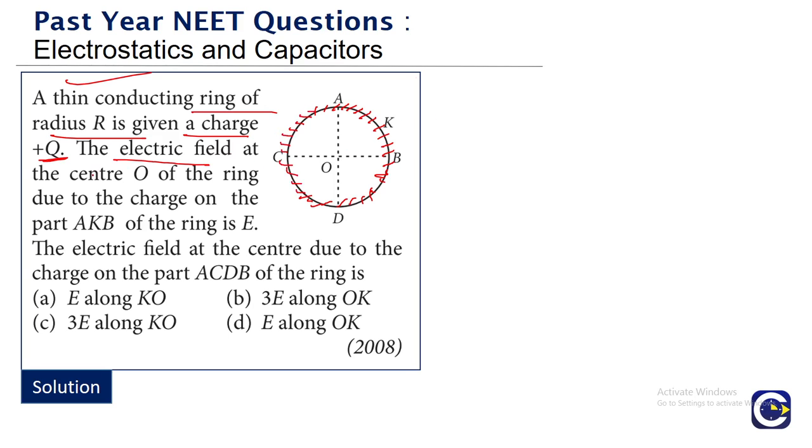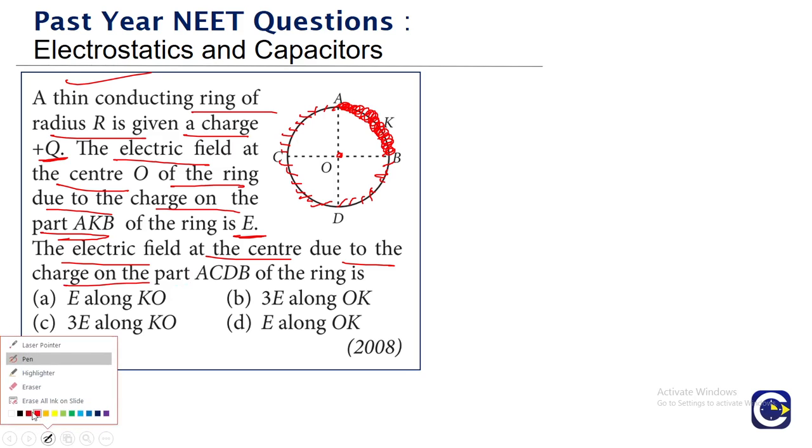The electric field at the center O of the ring due to the charge on the part AKB. Where is the AKB part? This is the AKB part. Due to the charge on the AKB part, the electric field at the center O is E. Now, the electric field at the center due to the charge on the part ACDB.